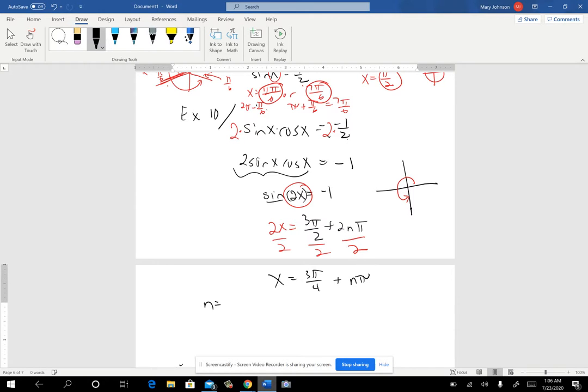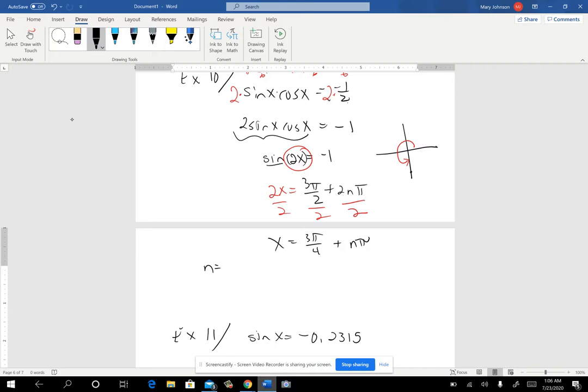So we're going to let n equal 0 and see what happens. When we do, x turns out to be 3 pi over 4 plus 0 pi, which is 3 pi over 4. And we keep going with these n's until we get past 2 pi. So we'll do 3 pi over 4 plus 1 pi, which is 3 pi over 4 plus 4 pi over 4, which is 7 pi over 4. So there's 2 answers so far.